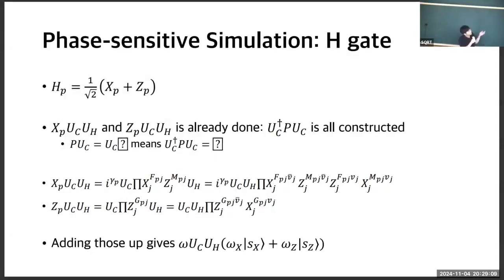And then Z_P is also easier because UC is just a gate with C-type gate, and Z is also a C-type gate, so we can just move that out. So we have the same UC UH here with different afterwards, and adding those up gives these different values. And omega UC UH is also already here, and we just moved all of the X and Z gates to the most right.